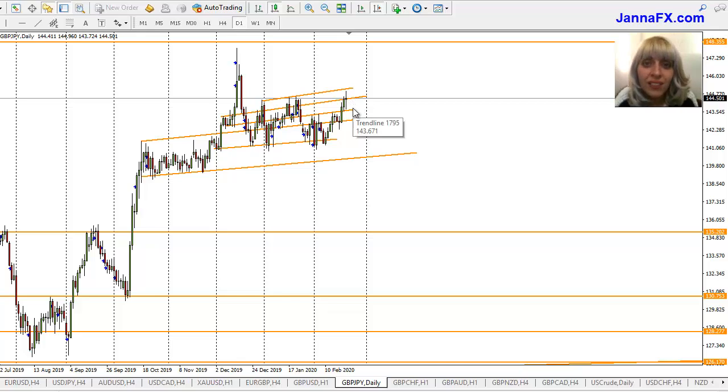So that's it, guys. I was trying to give you a quite big picture of my possible entry points with all the important levels I see. That's how I will be looking at this coming week. But just bear in mind the news. It can smash all of this technical analysis.